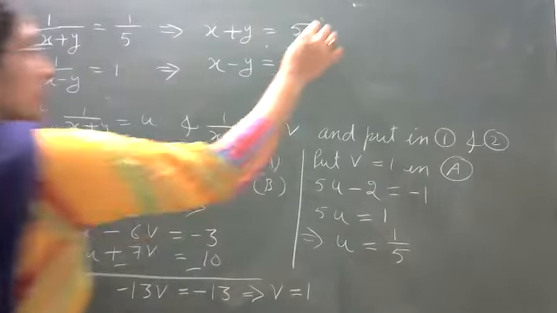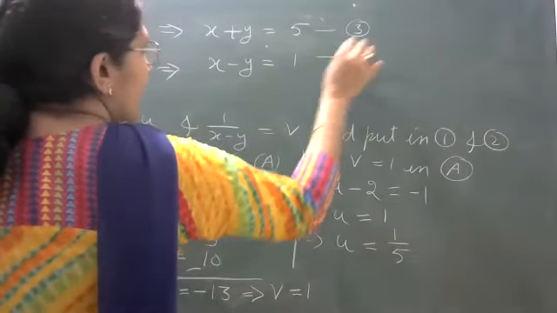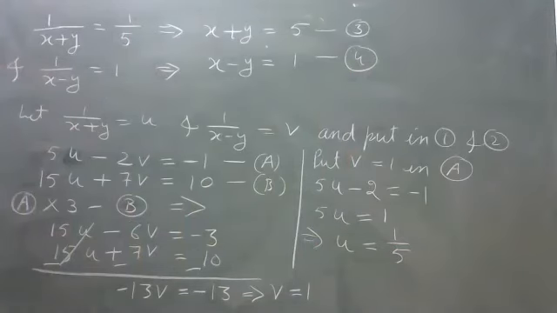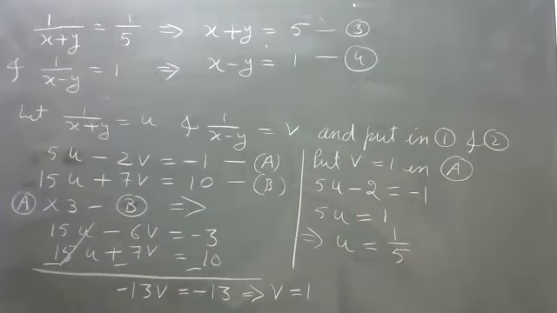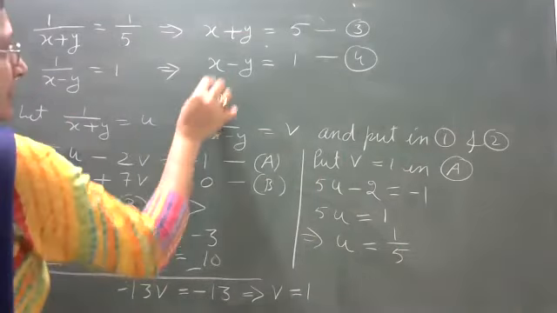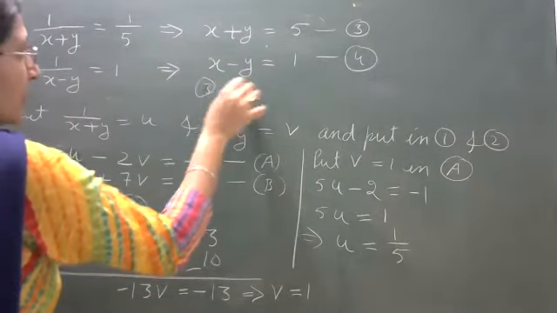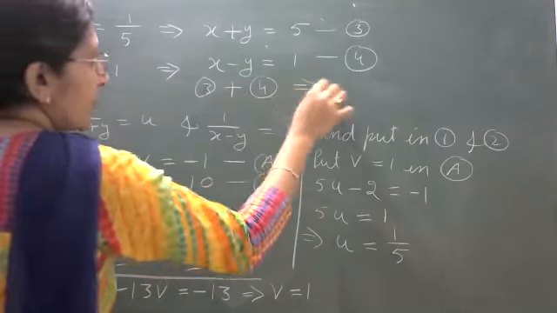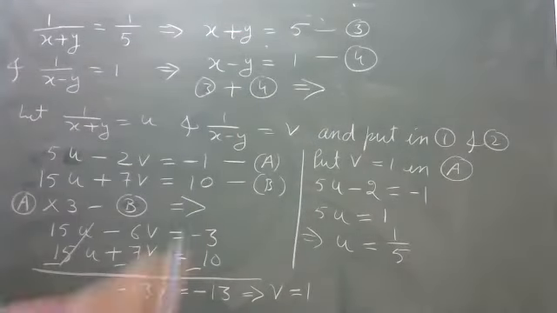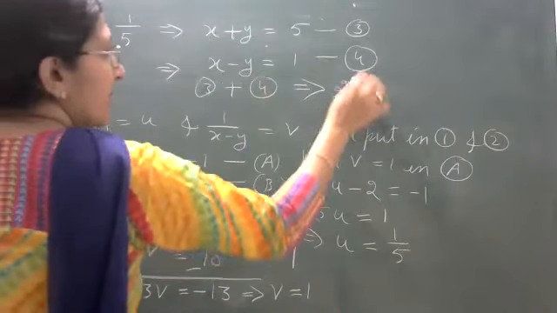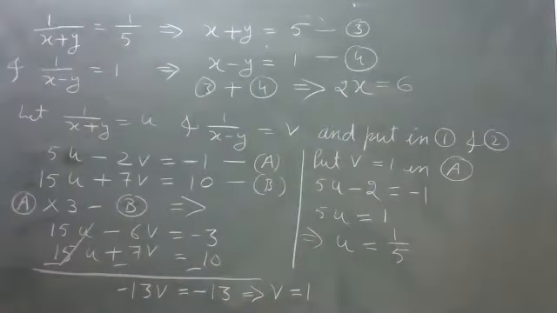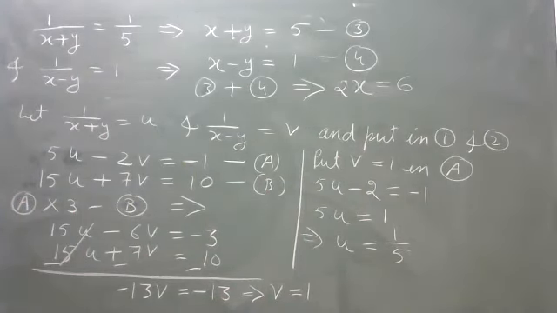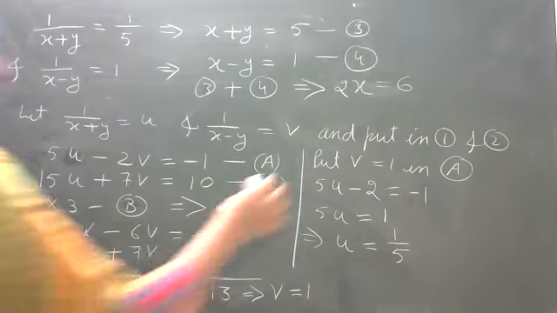Now let it be equation number 3 and equation number 4. Once you add the equations and once you subtract the equations, you will get the answer. So equation number 3 plus equation number 4 implies दोनों को ऐड कर दिया, x plus x it will become 2x, y minus y cancels, is equal to 6. So value of x will be 3. आपके पास x की वैल्यू 3 हो गई.